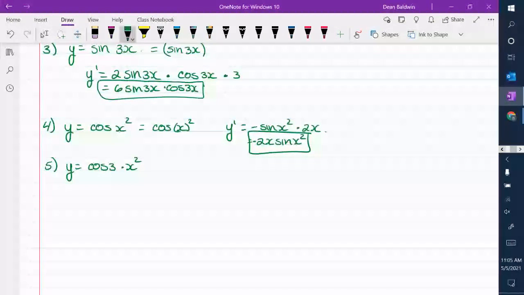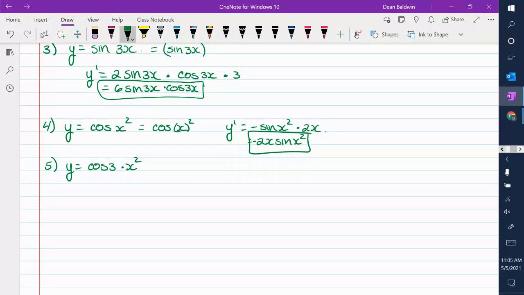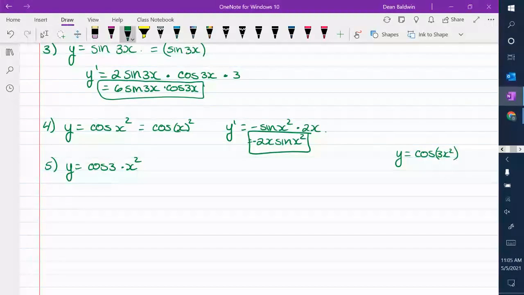So, what's the derivative? Okay, this again comes to notation. If the x squared was inside the trig function, I would have written it like this. Okay, so since I didn't write it like this, this x squared is being multiplied by this.